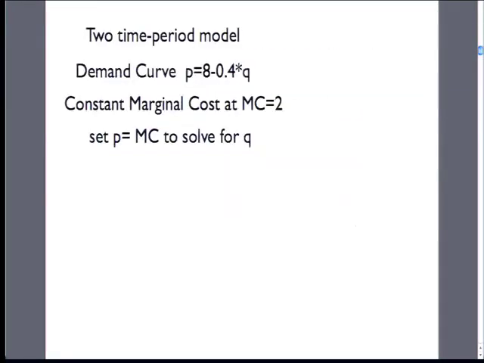Dynamic models. So I'm going to start doing a little bit of math and a little bit of graphing. So hopefully you guys can follow along and help me. So we'll start out with the simple model that we learned from before the midterm. Okay? So we have a demand curve, price equals 8 minus 0.4 times Q. We have a constant marginal cost to extract this resource of 2. So we need to set price equal to marginal cost to solve for the level of Q.